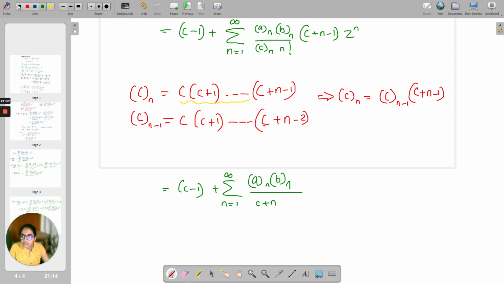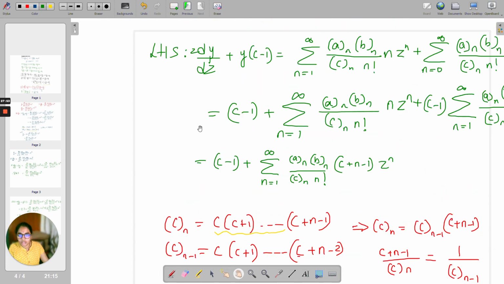So what do I have over there? I have c plus n minus 1 divided by (c)n, right? So what would I get? I would get 1 divided by (c)n minus 1. Let me replace that over here. So here (c)n minus 1, and I would get n factorial and z power n.